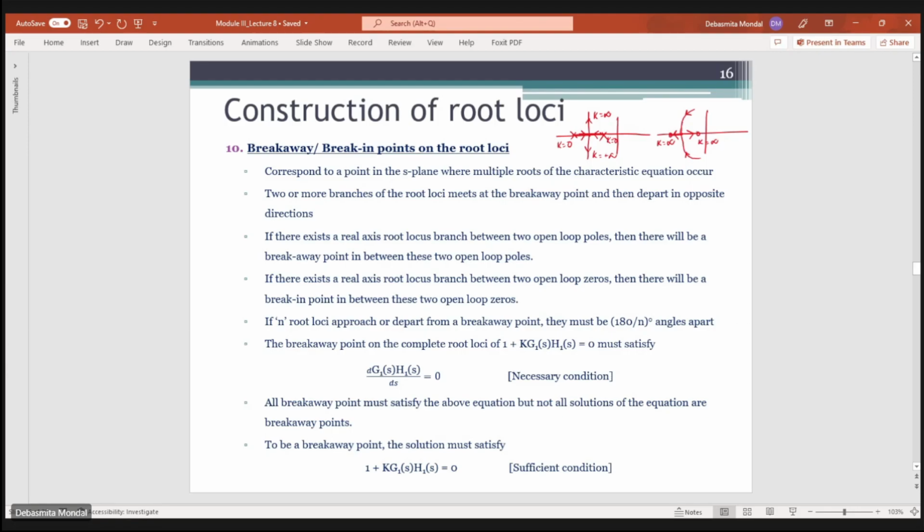Do you have any doubts till now? Like understanding the Routh-Hurwitz criteria, which we have talked about earlier, and the basic principles or the steps that you need to follow while constructing this root locus. Do you have any doubts till now?